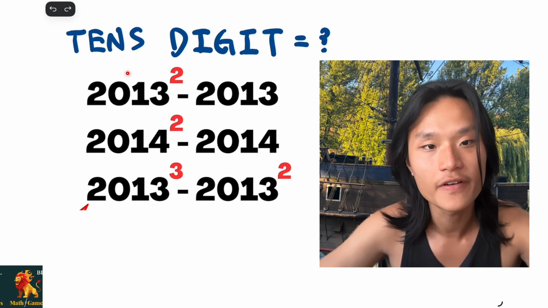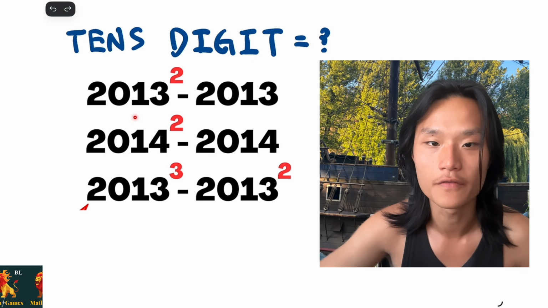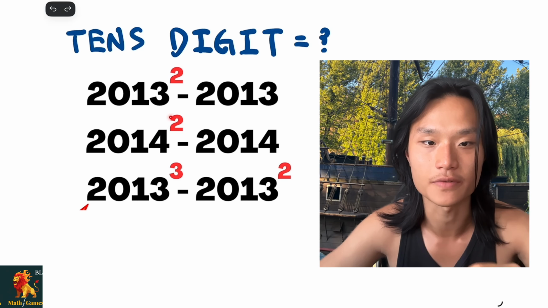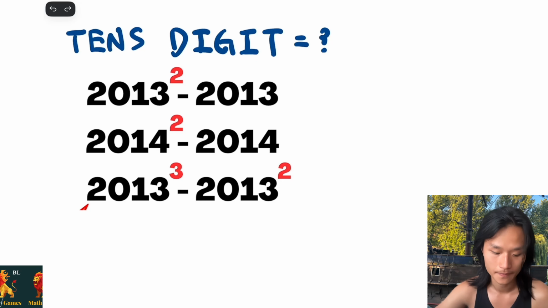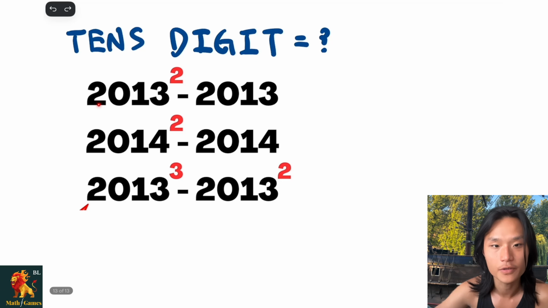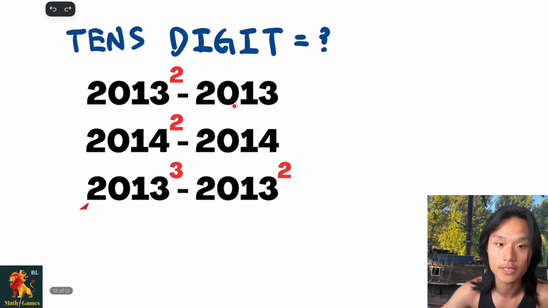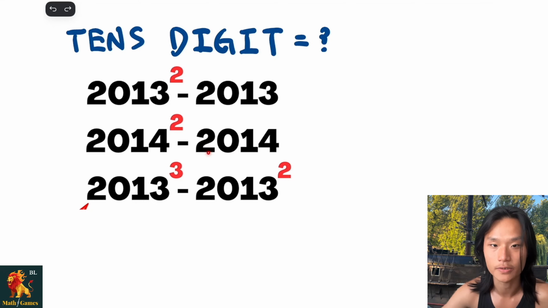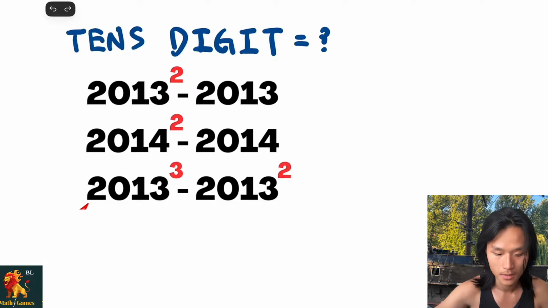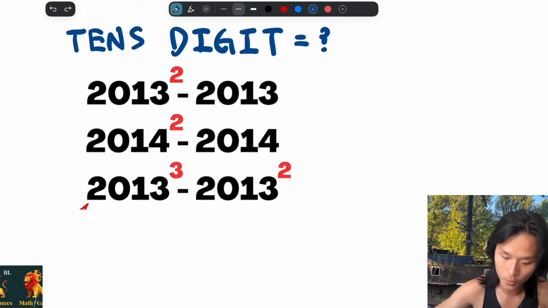So we want to find the tens digit of each of these three expressions. Let's take a look. For the first one, we have 2013 squared minus 2013. And the second one, 2014 squared minus 2014. And the last one, we have 2013 cubed minus 2013 squared. Now, let's try the first one, okay?